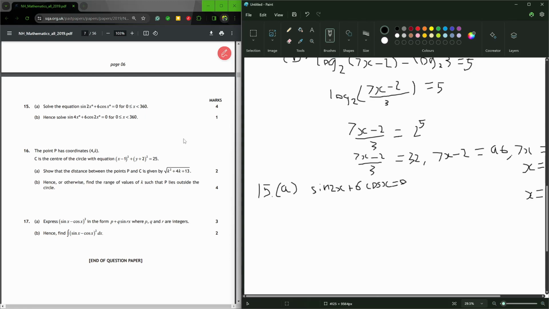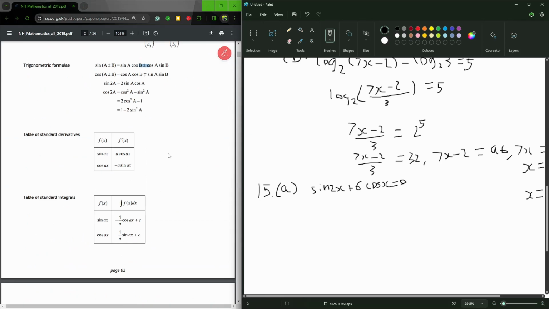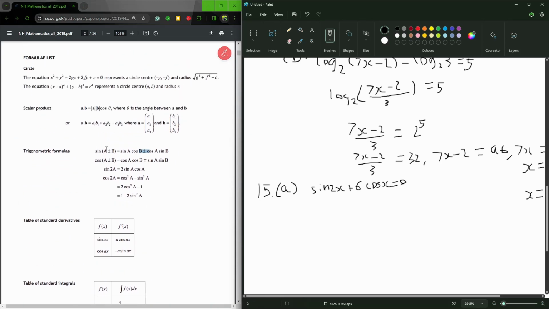Boom. Now, when in doubt, remember folks, the formula sheet has the answers. And look at this: sine 2A equals 2 sine A cos A. So let's slot that in, eh? 2 sine x cos x plus 6 cos x equals 0.